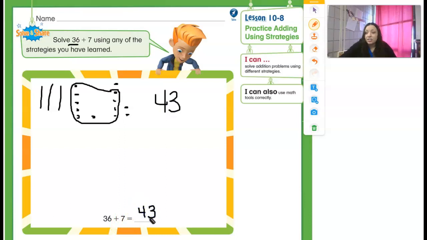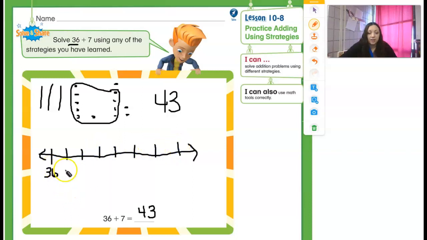Now, I can choose to do it a different way too. Remember, I can try to use a number line. Let's see what I would do if I had a number line. I can use an open number line, and I can start at whatever number I want to. So if I'm looking at 36 and 7, which number am I going to start at? 36. I want to start with the bigger number. So I'm going to start at 36, and then I'm going to add 1, 2, 3, 4, 5, 6, 7 places. So what comes after 36?